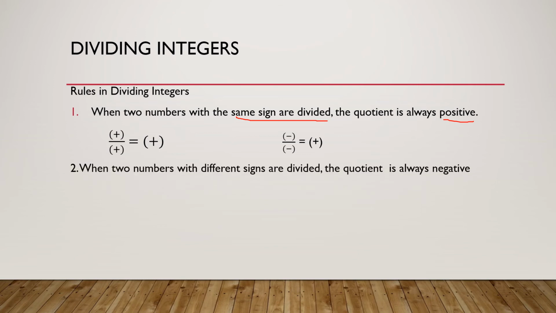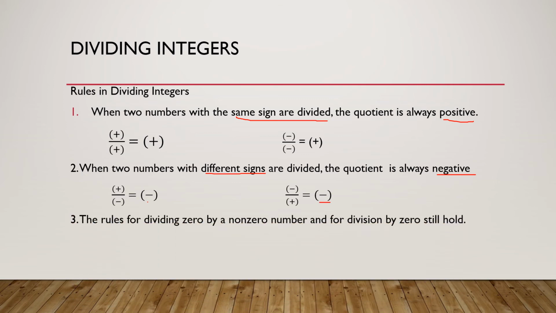Next, rule number 2. When two numbers with different signs are divided, the quotient is negative. Always negative. Remember, we have different signs here. So when different signs are divided, the quotient is always negative. Positive divided by negative is negative. Negative divided by positive, the quotient is negative. Okay?